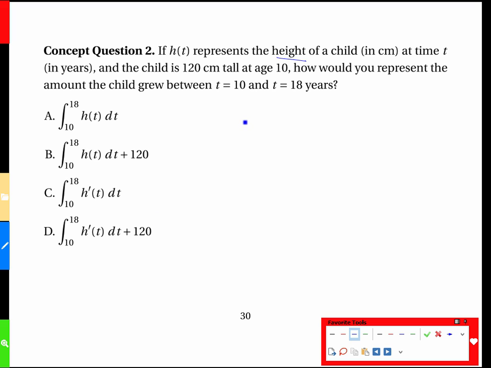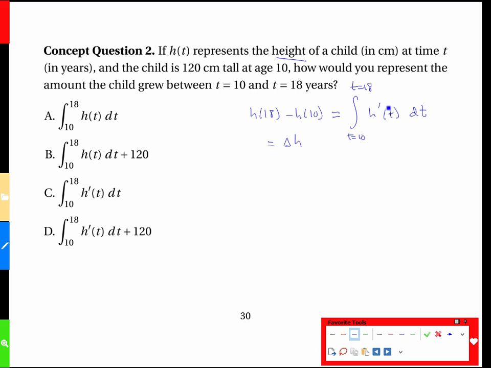Okay, so if we're looking at the net change in height, that would be the difference between the height at 18 years and the height at 10 years, which would be a change in h. And the net change theorem says we would get that by integrating from t equals 10 to t equals 18. And the key thing is, what do we put inside the integral? Well, we put h prime of t dt.